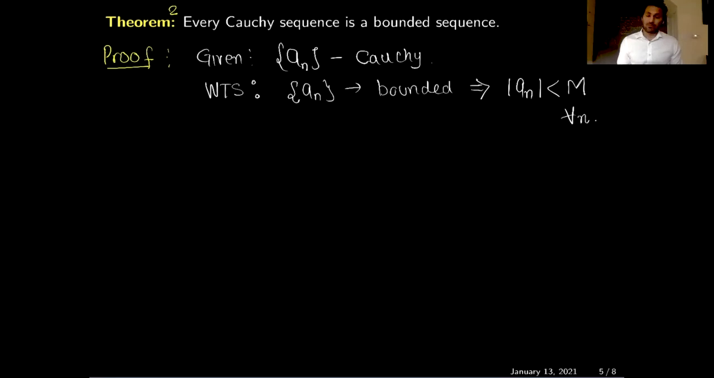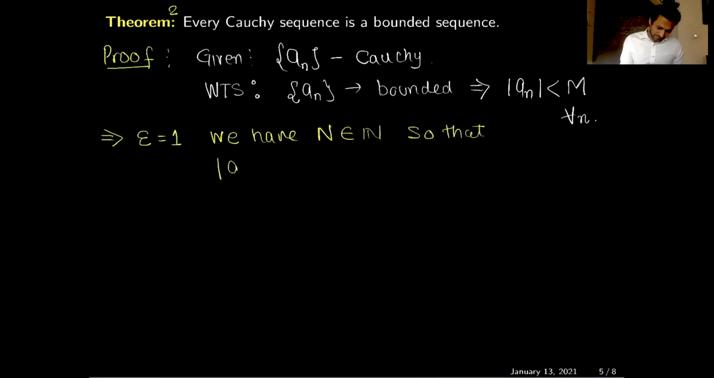So again, we will start from what is given. The given is that a_n is a Cauchy sequence. This time I'm going to take epsilon equal to 1. Since for each epsilon we can find N, therefore for epsilon equal to 1 we can find capital N, which belongs to the set of natural numbers, so that the difference between the terms a_n and a_m is less than 1 when n and m are bigger than or equal to capital N.